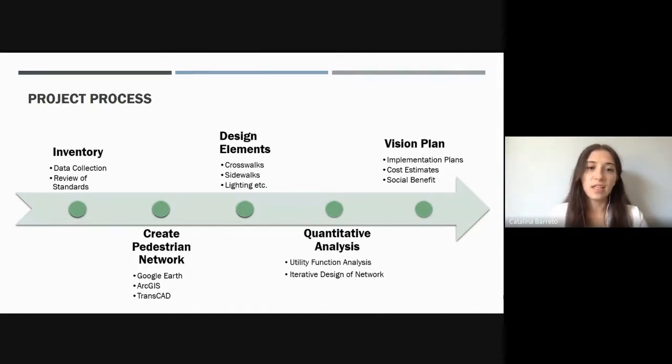The quantitative analysis then consisted of our two main components, the utility function and our TRANSCAD model, which will be discussed coming up shortly here. And finally, the vision plan contained our findings, our recommendations, and an analysis of the social benefits of improvements compared to their costs of implementation.